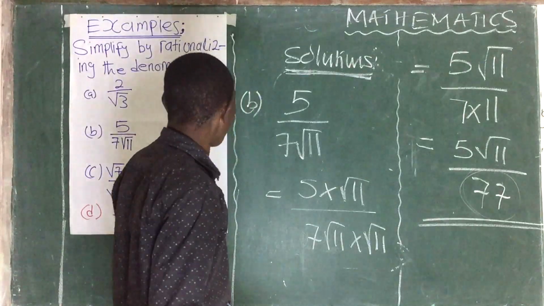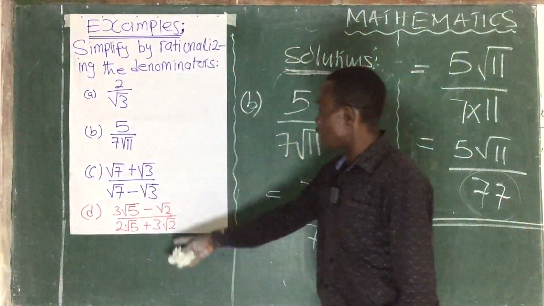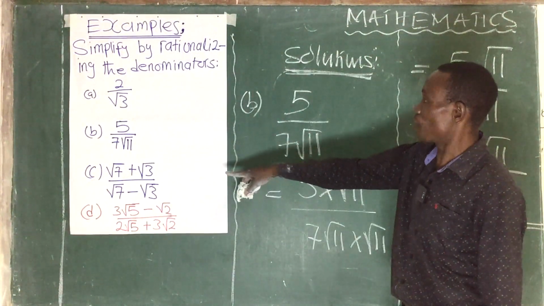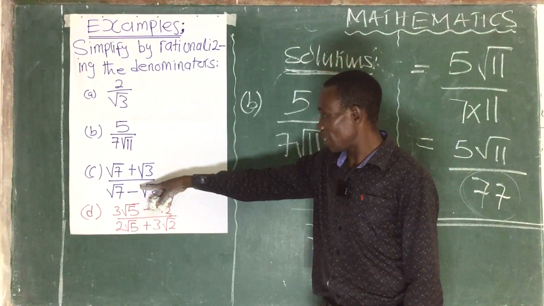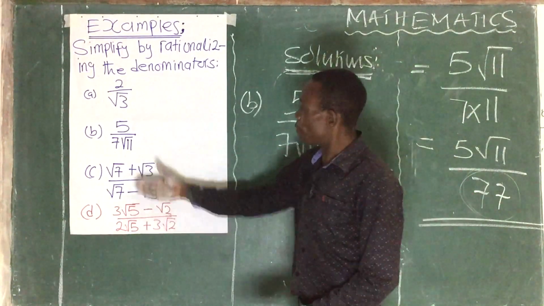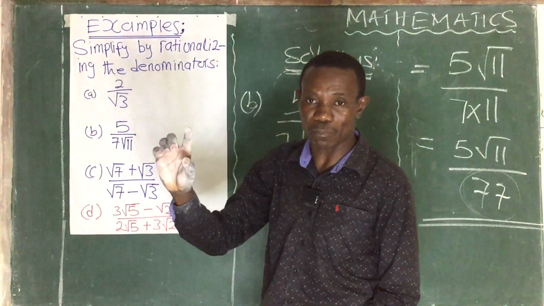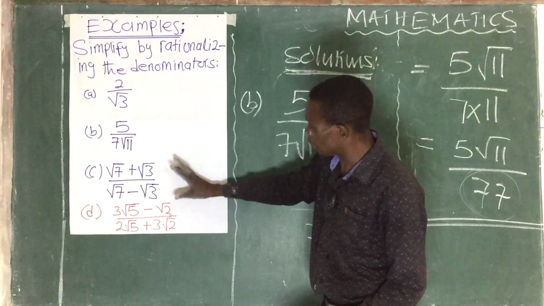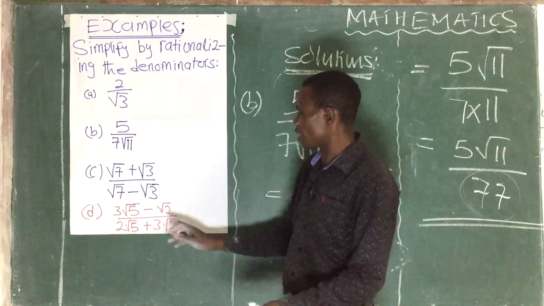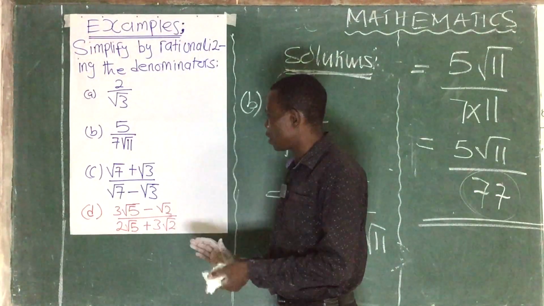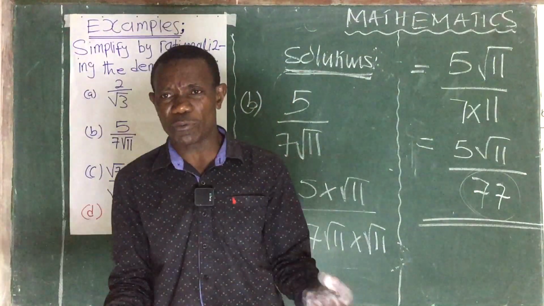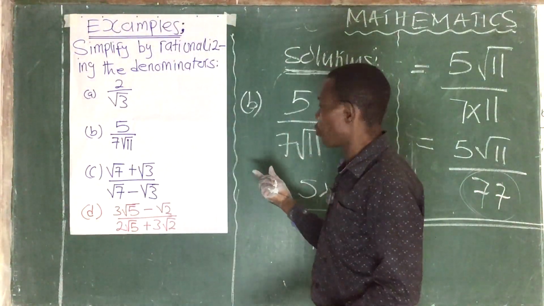Can we now finalize our discussion with example C, which is quite different from the rest? If you look at the first two examples, they have denominators which have got a single term. But in this case, we have got a denominator which has got two terms. So if I've got a denominator which has got two terms, how do I handle it?